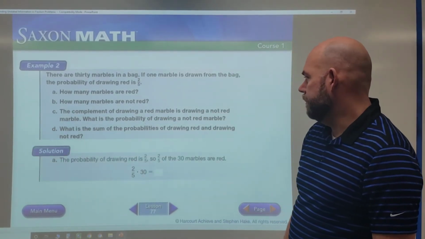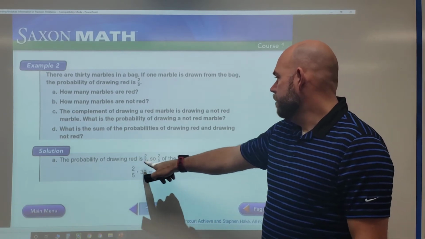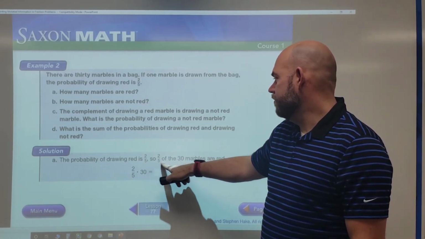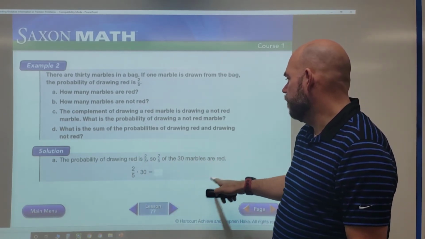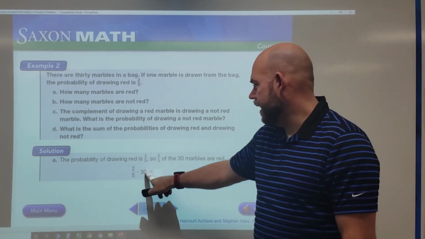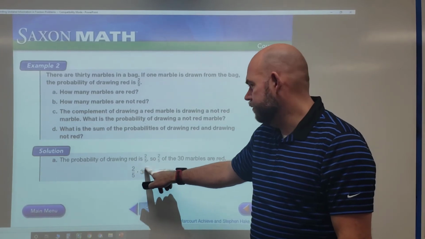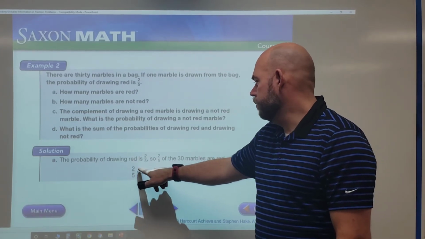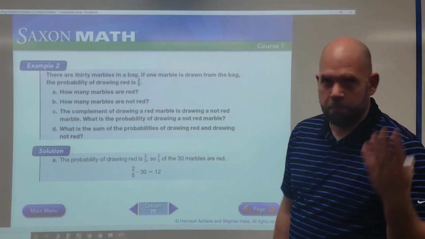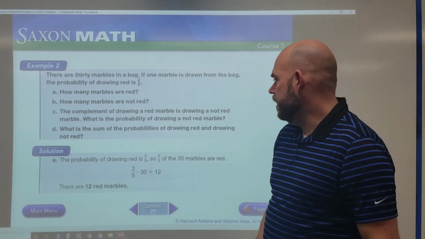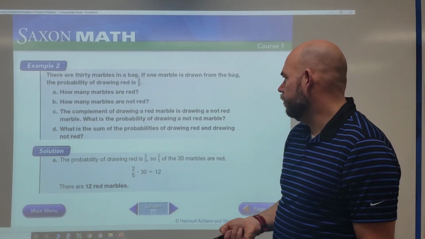Let's draw this out now. All right. So first, the probability of drawing red is 2/5. So 2/5 of the 30 are red. 2/5 times 30, we can cancel, because the common factor here is 5. So 6 over 1. 2 times 6 is 12. Perfect. So that's how we get A. There's 12 red marbles.